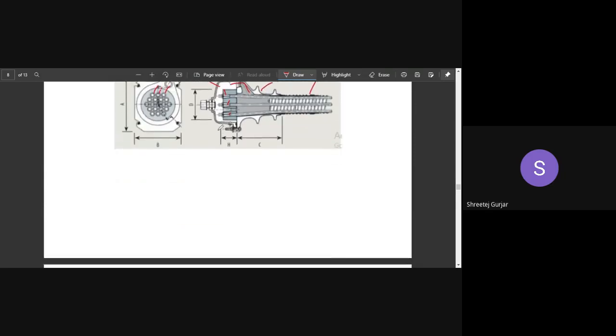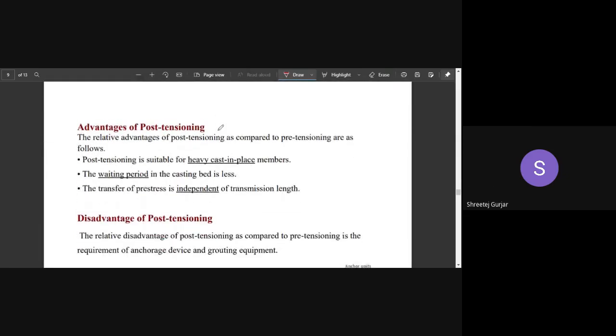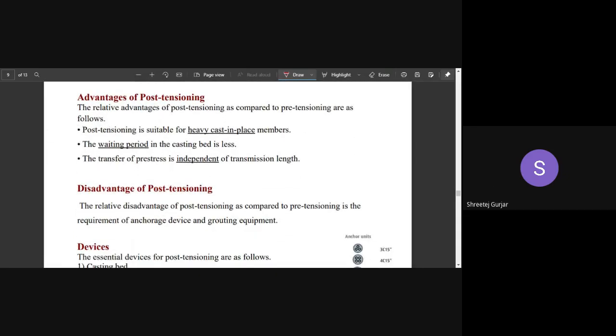I hope this is clear, and we will move on to your next part, that is we will look into a few advantages of post tensioning. Post tensioning is suitable for heavy cast in place members. Whenever we have cast in situ members, not precast members but elements which are cast on site, post tensioning is very suitable for those types of structures.